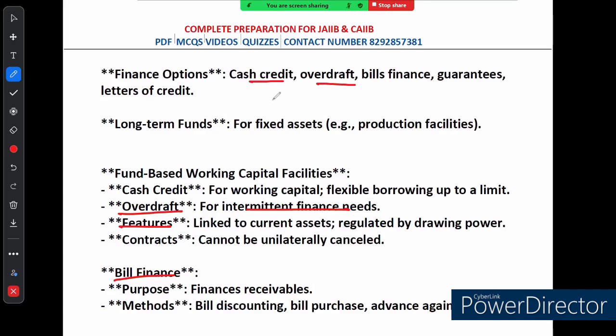Next is guarantee. What does guarantee mean? A guarantee is an assurance provided by a bank for a third party's obligation. Letter of credit is a bank promise. So these are the finance options. Long-term funds are used for purchasing fixed assets like production facilities.